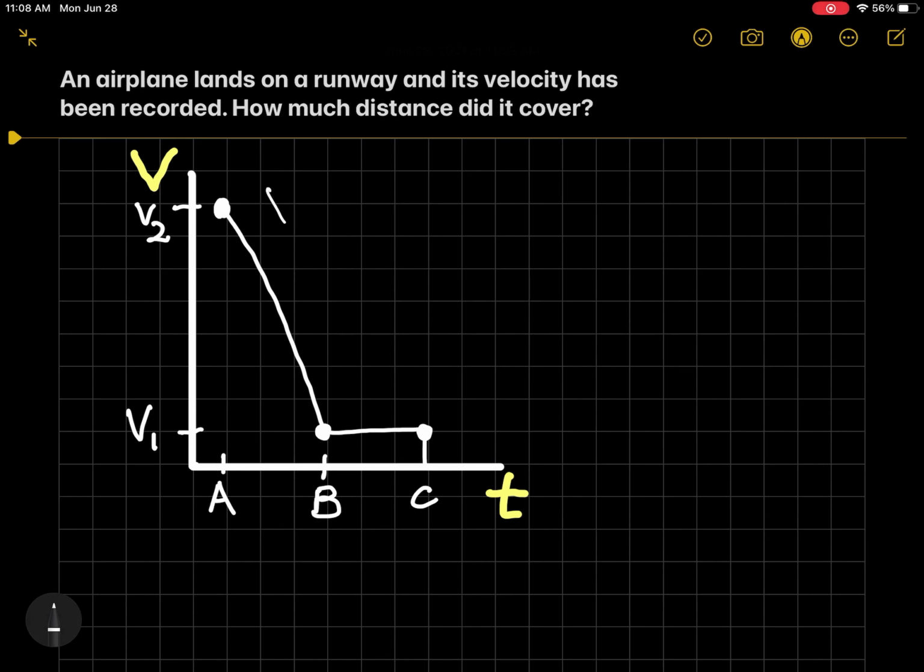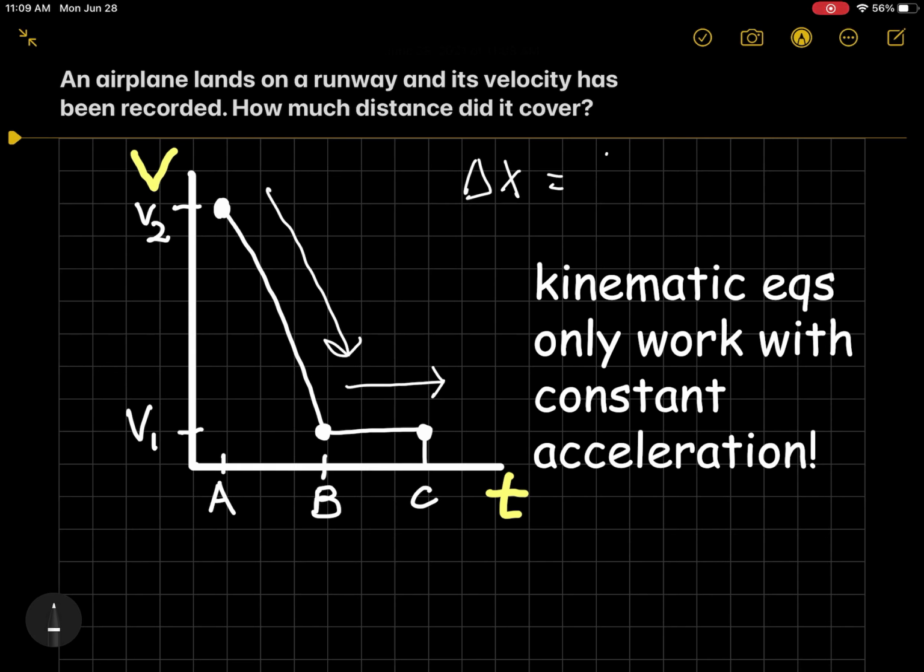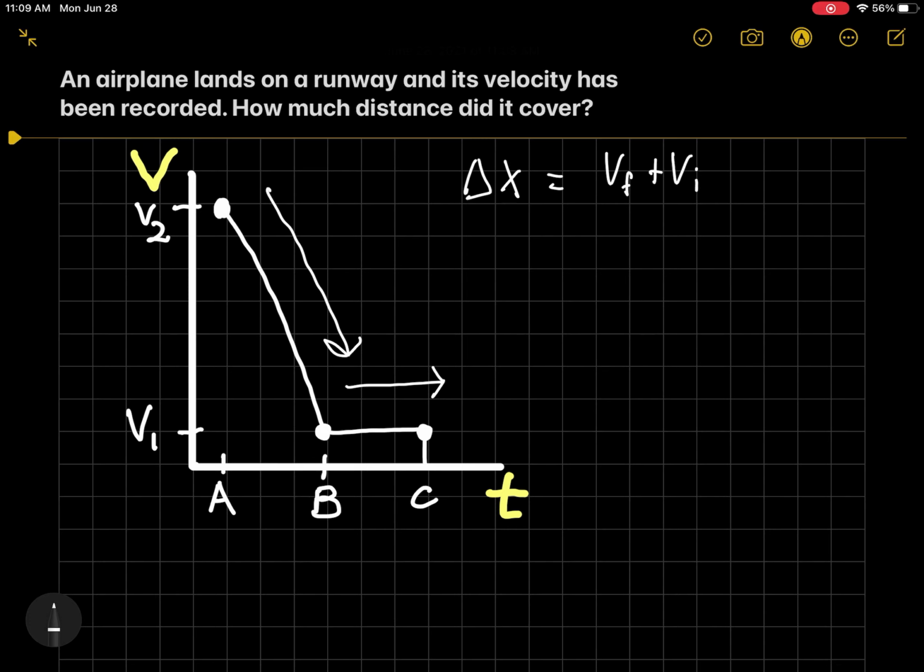Well, this is going to be separated into two parts. The first part is when the airplane lands on the runway and it starts to decelerate, and then it starts going at a steady velocity until it stops. So let's just calculate the first section. The first section will just be delta x is equal to some final velocity plus some initial velocity over 2, and that is just multiplied by t.